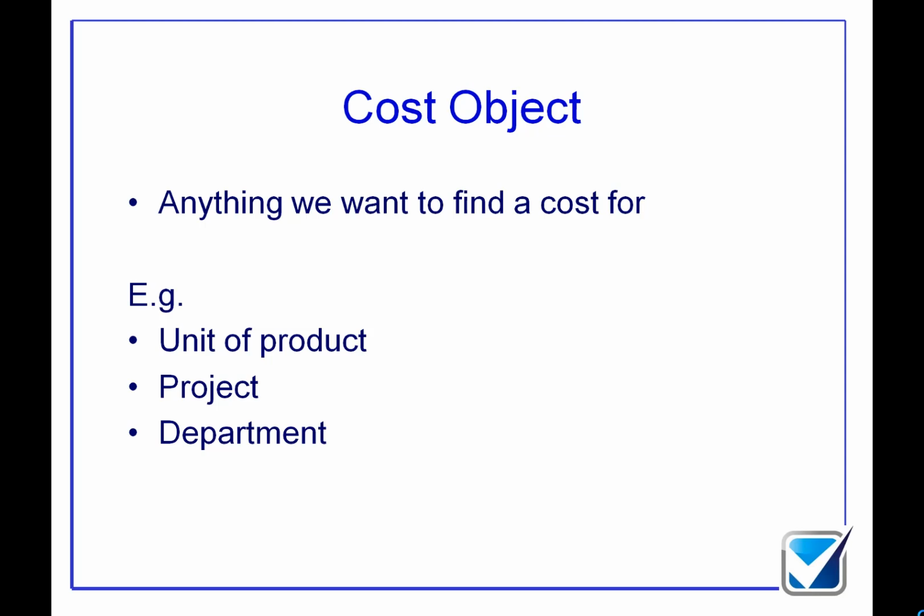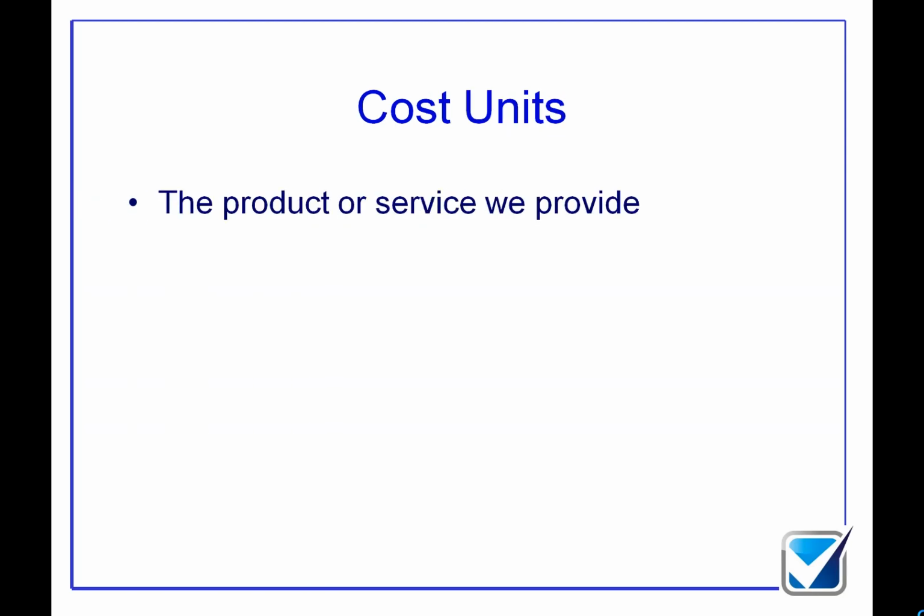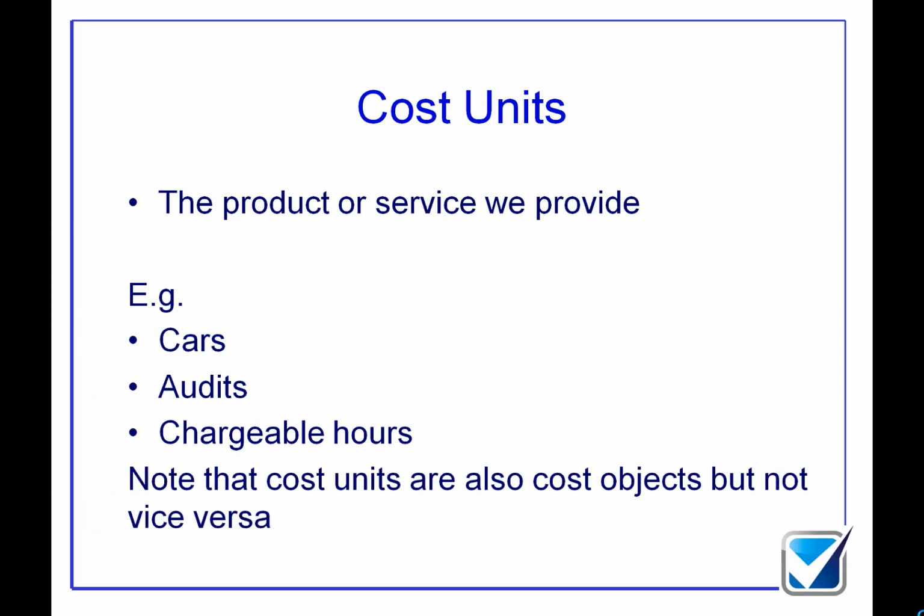So the cost object is anything where we can collect costs. So a cost object is anything where we want to find a cost. A cost unit is the actual product or service that we provide. For instance, cars, audits, chargeable hours, anything along those lines.